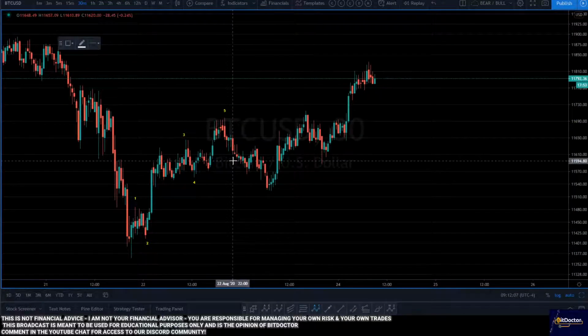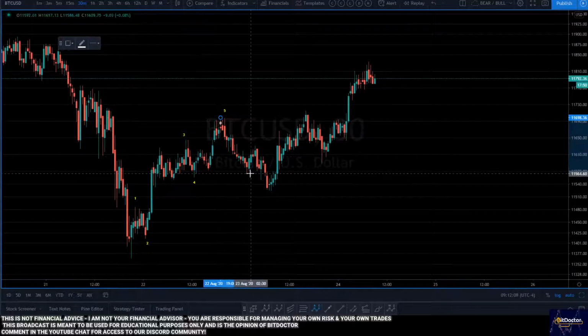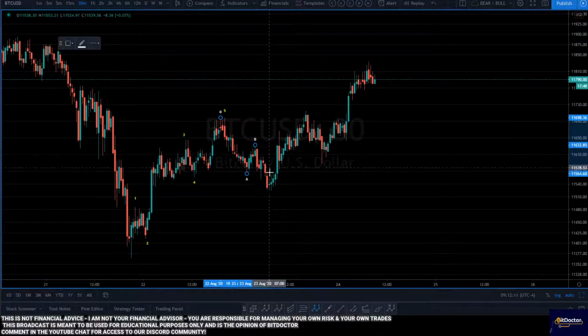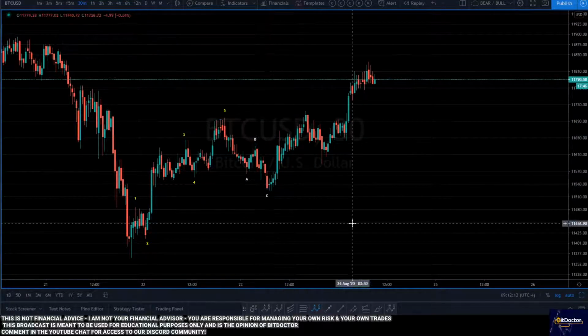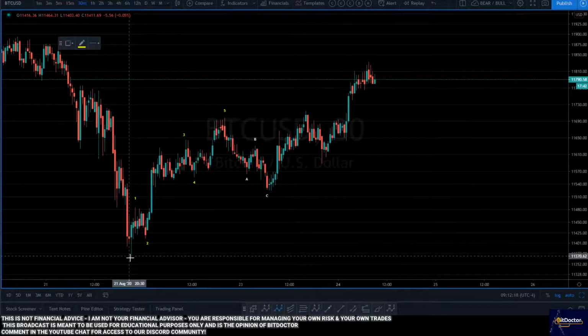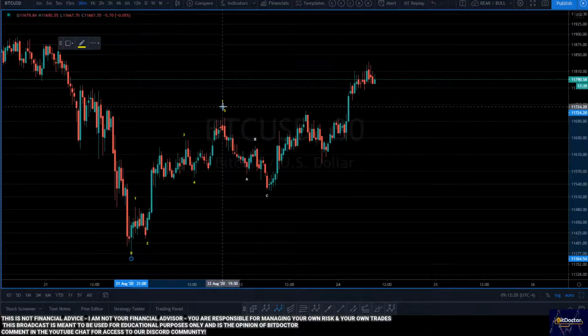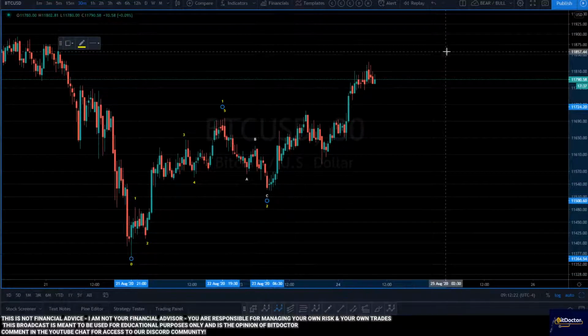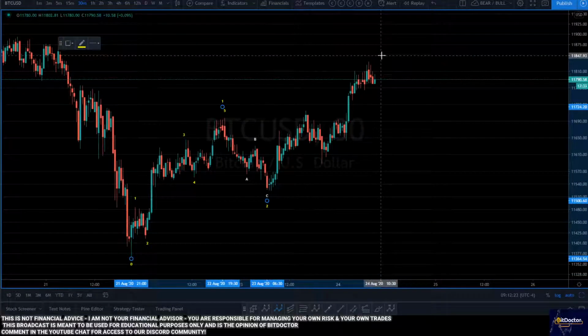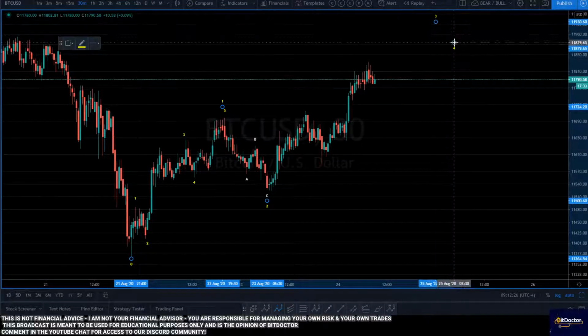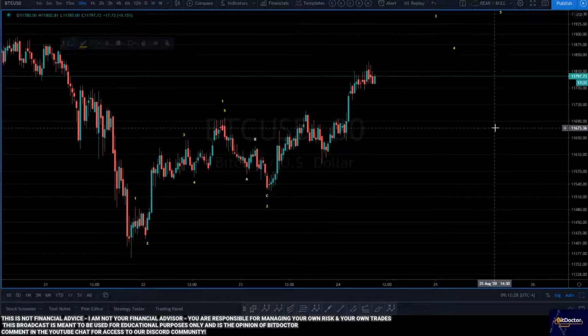Then we have a little bit of a correction. All right, so we've got a nice A, B, and a C. I think that looks good as well. What I think this is, right here from down here, I think this is a 1, 2. What I don't know is if it's a 1, 2, 3, 4, 5, or if this is an ABC. But one way or another, we should have a little higher to go, a little higher to go here.